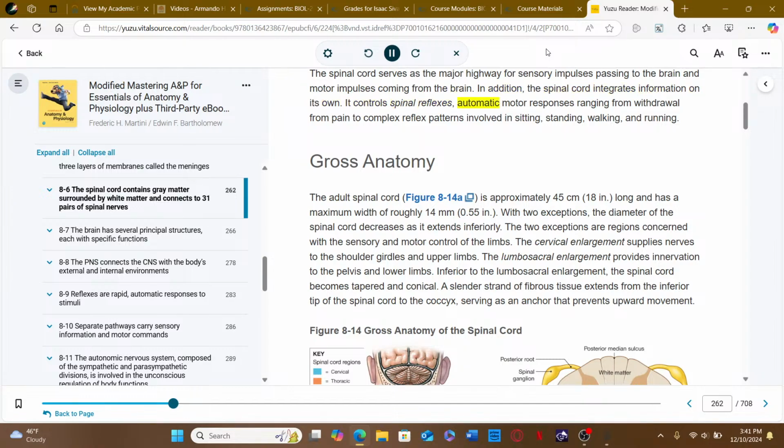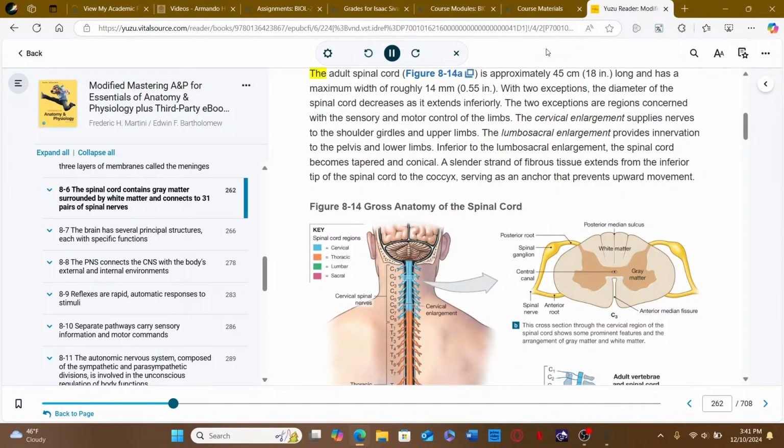It controls spinal reflexes, automatic motor responses ranging from withdrawal from pain to complex reflex patterns involved in sitting, standing, walking, and running. Gross anatomy.